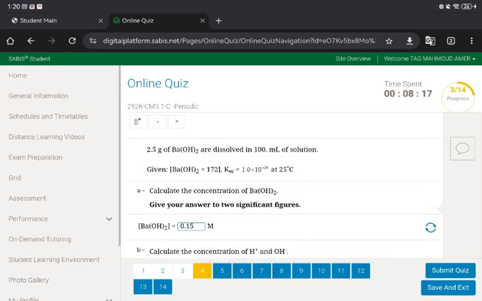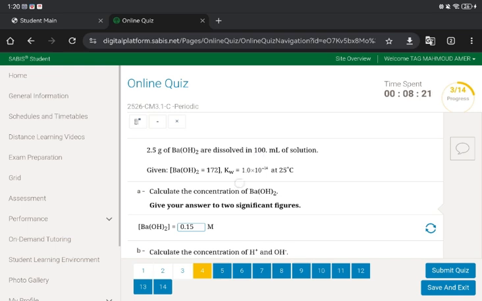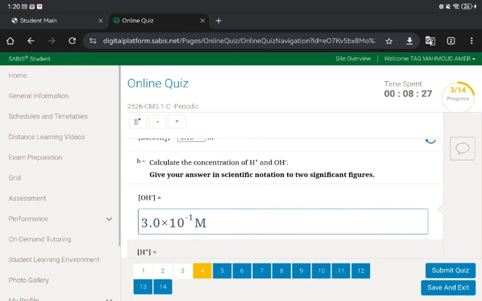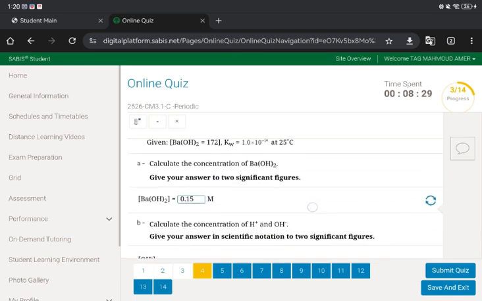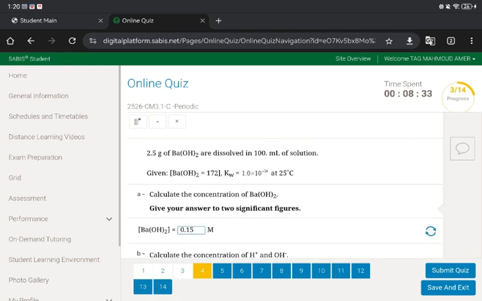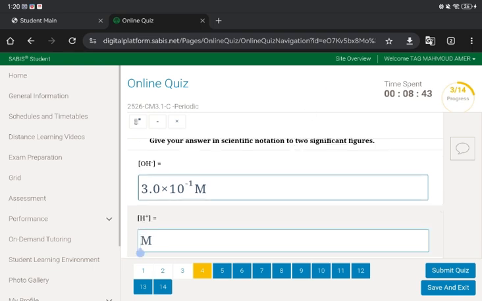And then here KW is given. They might not give it in the exam, you have to memorize it. It's 10 to the negative 14 at 25 degrees Celsius. Okay, so it's 10 to the negative 14 divided by the concentration of OH, so 0.3. The answer is 3.3 times 10 to the negative 14.